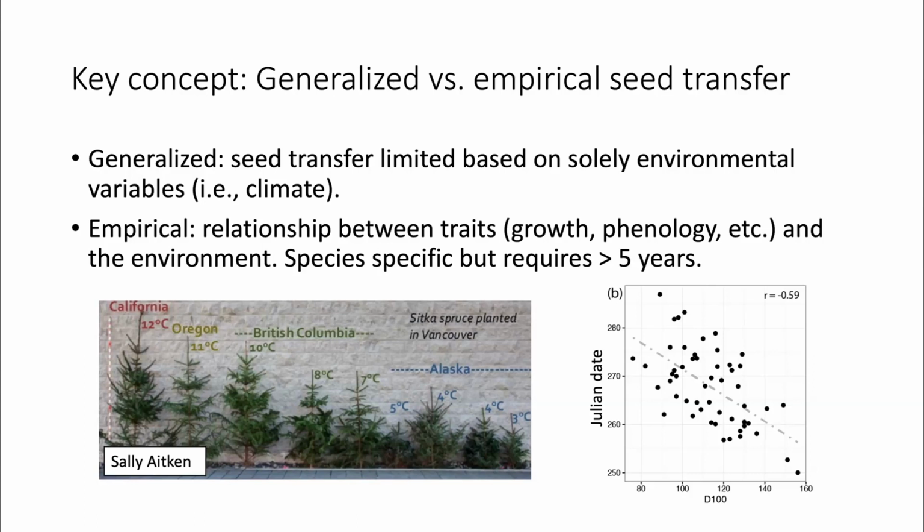Some examples of the variation you get from doing these common gardens and empirical seed transfer is this excellent example on the left here, showing the variation in growth in Sitka spruce, where you get high growth rates in warmer climates and much slower growth rates in colder climates. You can also display this graphically on the right here, where you have big sagebrush, with the flowering date, the Julian date, on one axis, and the other axis is the accumulation of degree days reaching 100, which is a way of describing springtime. So for a fall flowering plant, plants that have early springs flower later in the year, is what this relationship is telling you, and vice versa.